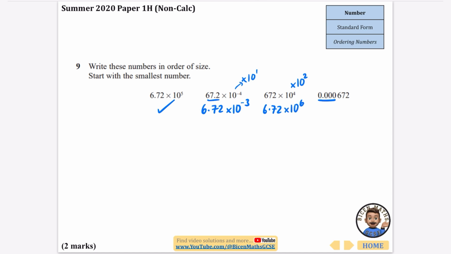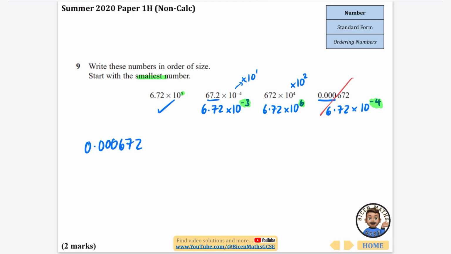And this last one, we can do the shortcut for the small numbers, that's going to be 6.72. There are 4 zeros, so the shortcut is it's 10 to the power of minus 4. Now all we need to do is just compare the powers, so we've got a 5, a minus 3, a 6, and a minus 4, and we're going to start with the smallest number, so the smallest of those is the one that's the power of minus 4. So I'm going to begin by writing that number that's at the end, which is 0.000672.